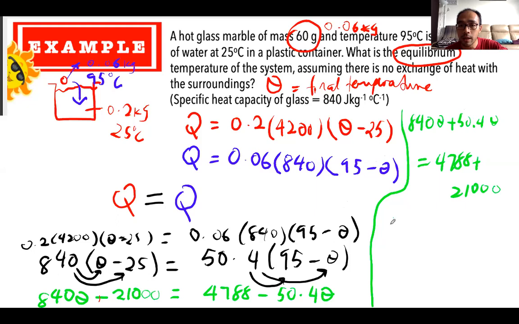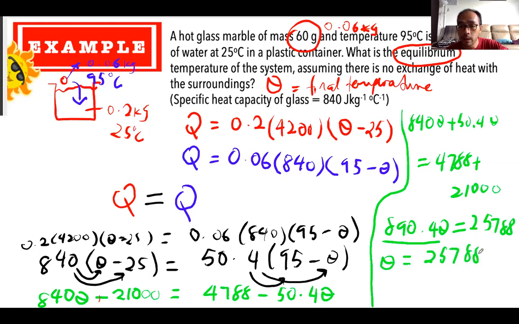840 plus 50.4, so this would be 890.4 theta equals, how much is this? 25788. Am I right? Is this correct? 4788 plus 21,000. Okay, 25788. All right, thanks. So, last step, in order for us to calculate the theta, what do we do with this 890.4? We divide it. 25788 divided by 890.4.